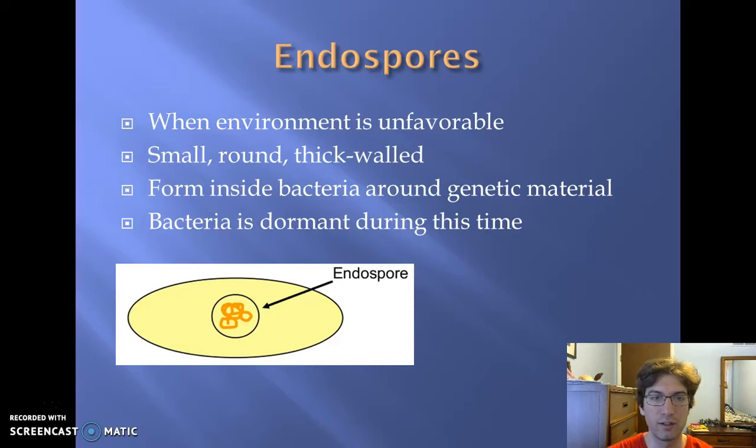Basically, when the environment is unfavorable, this is going to form and the cell is going to go dormant during this process. When the genetic material is encased, there is no way for the cell to actually use it and start making proteins, so the cell is going to be inactive. This is going to be a dormant stage. Again, it's used for protection when things are unfavorable.